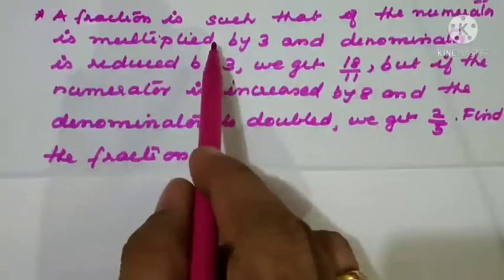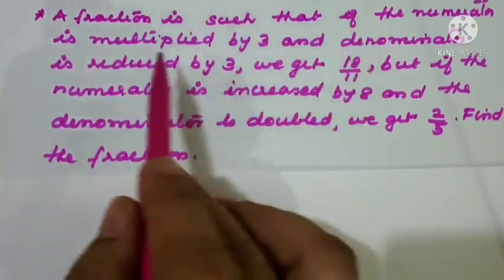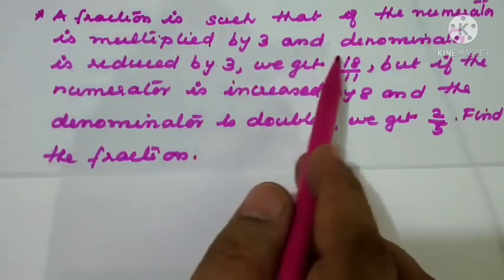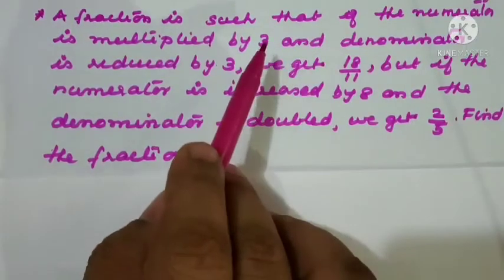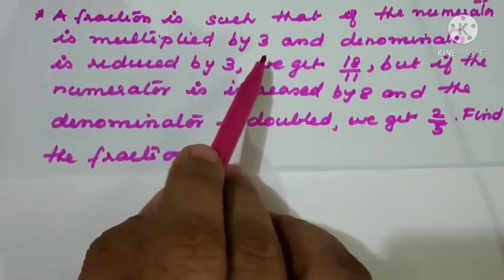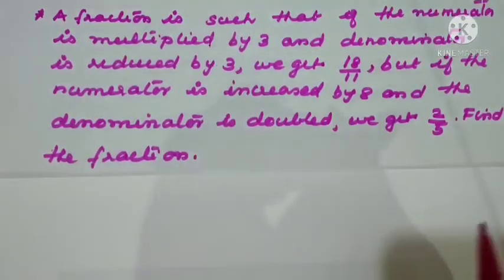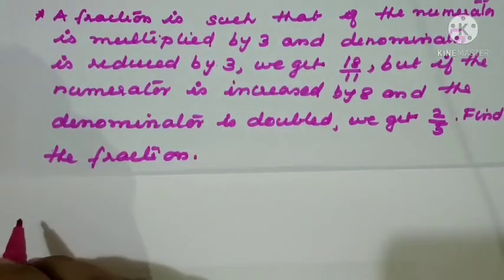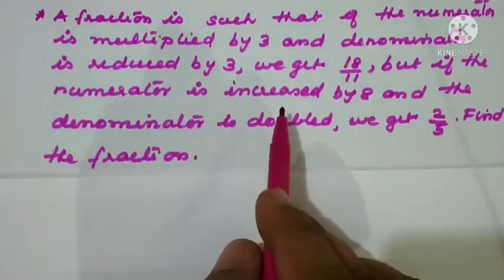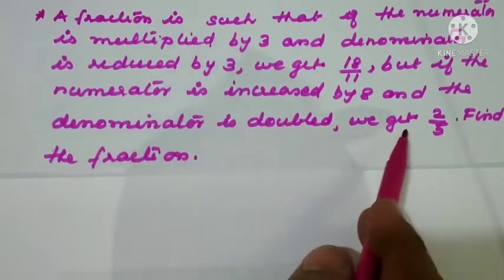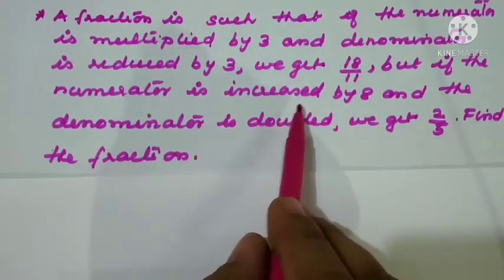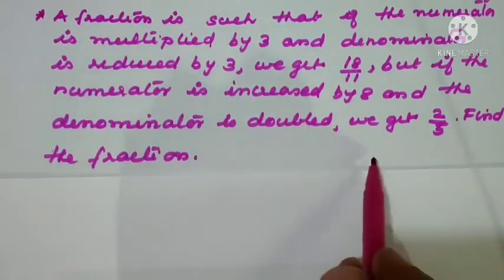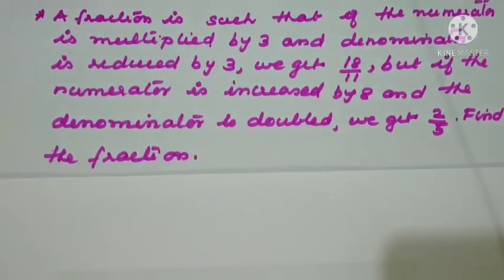So the question is: a fraction is such that if the numerator is multiplied by 3 and the denominator is reduced by 3, we get 18 by 11. First it was x by y, then the numerator is multiplied by 3 and the denominator is reduced by 3, we get 18 by 11. But if the numerator is increased by 8 and the denominator is doubled, we get 2 by 5. Find the fraction. Any method you can use.